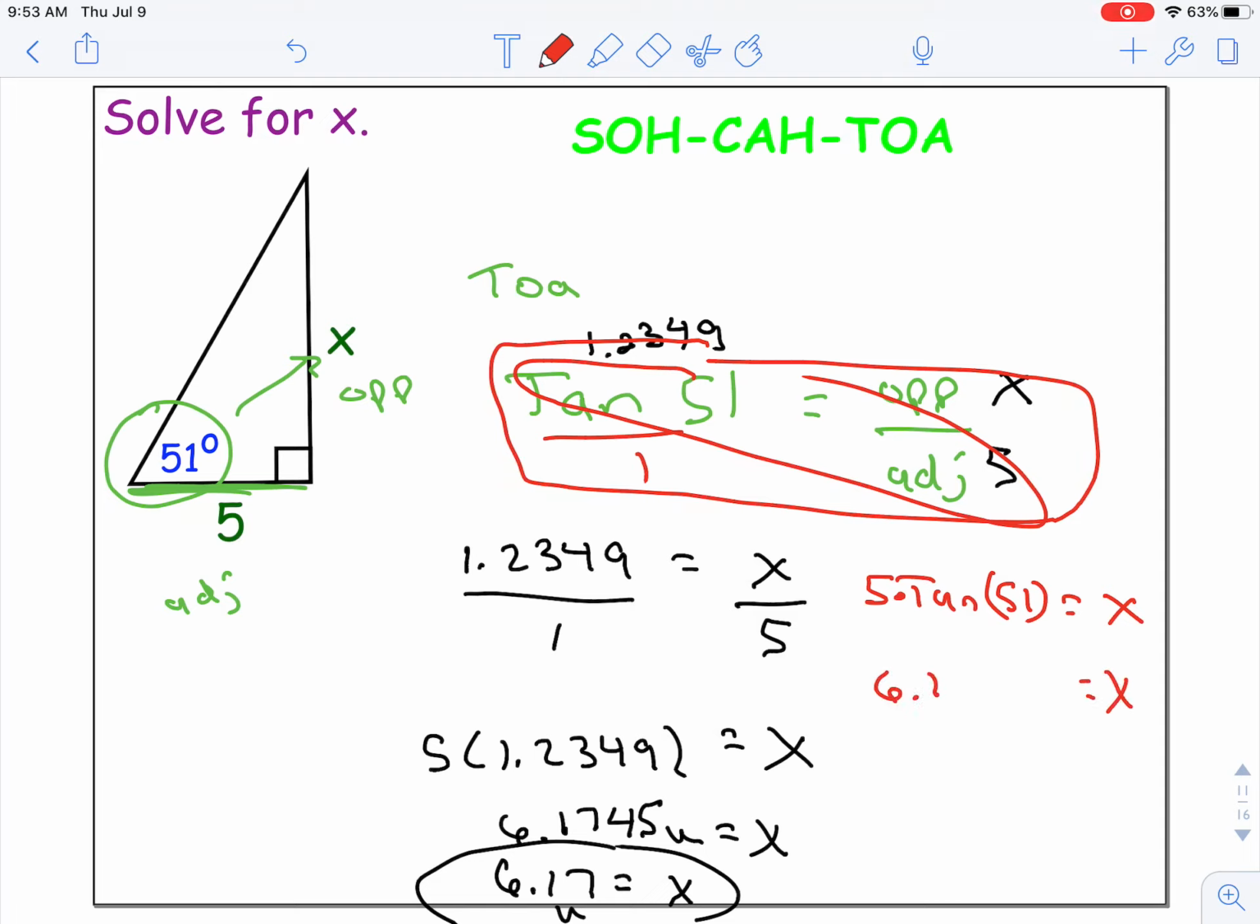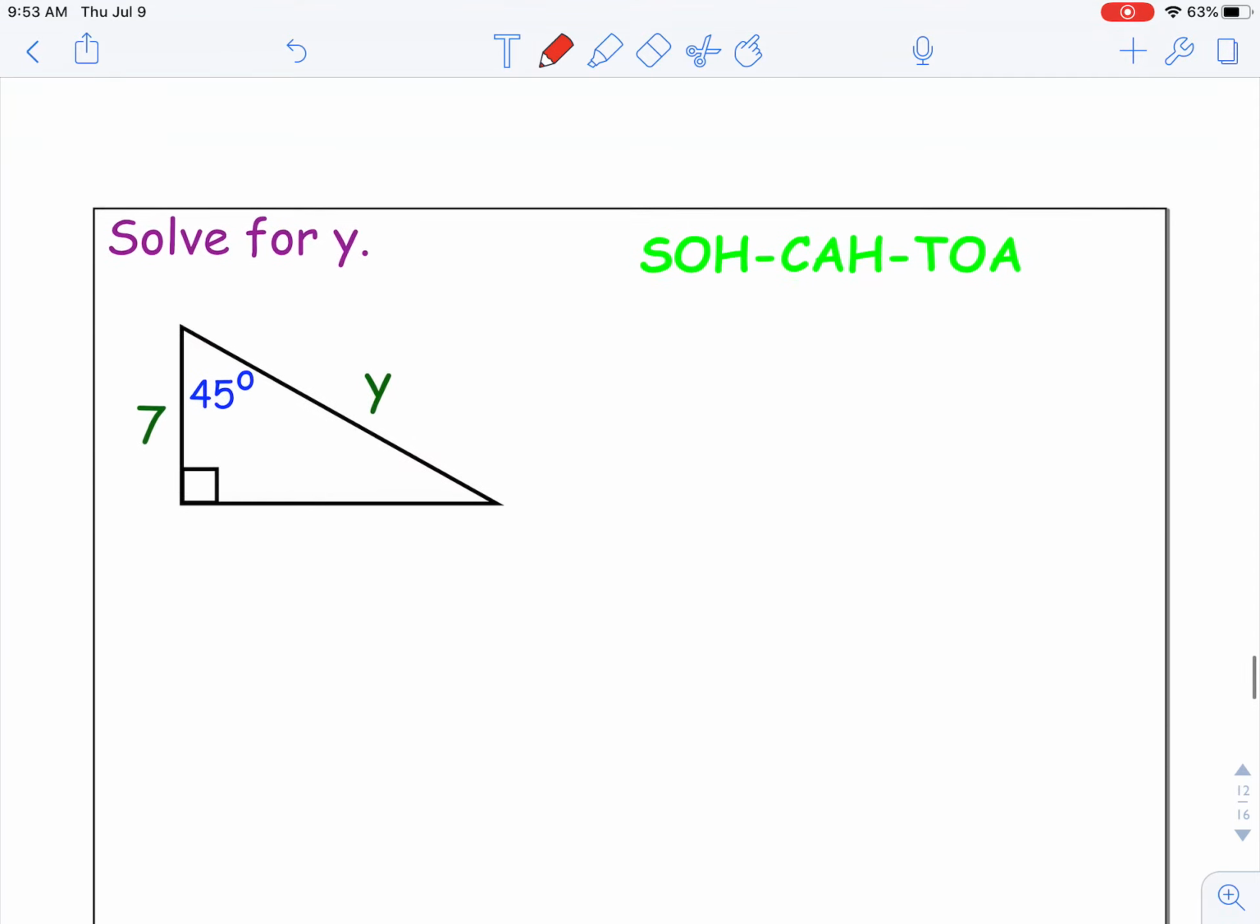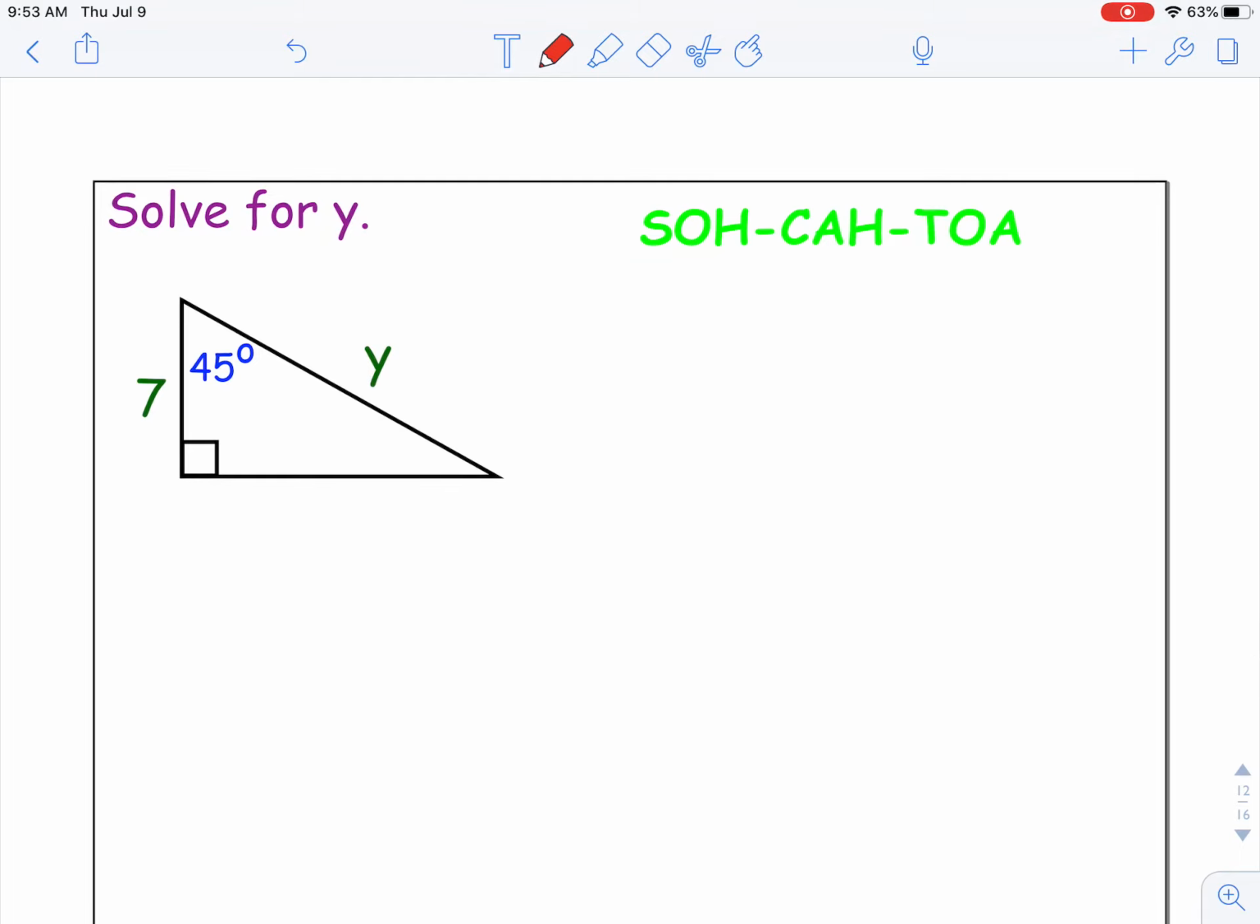And that gives you that x is equal to 6.1745. So we basically get the same values. It's just that the second way, A is a little bit easier, and B oftentimes more accurate. So that's what we're going to be doing for the rest of basically this lesson. So let's try this one. I'll do another one with you.